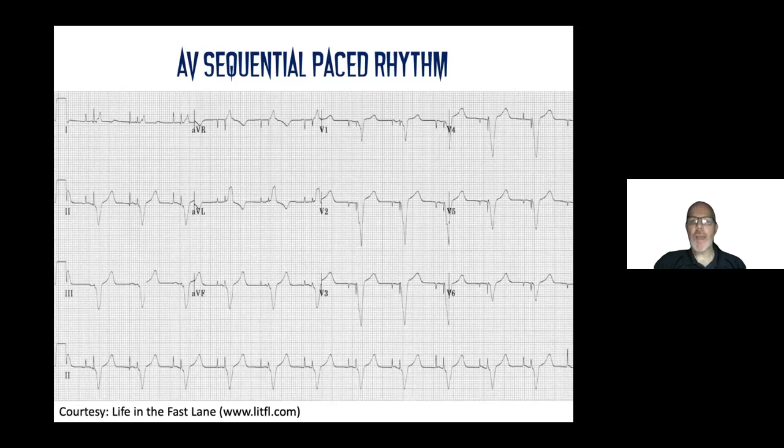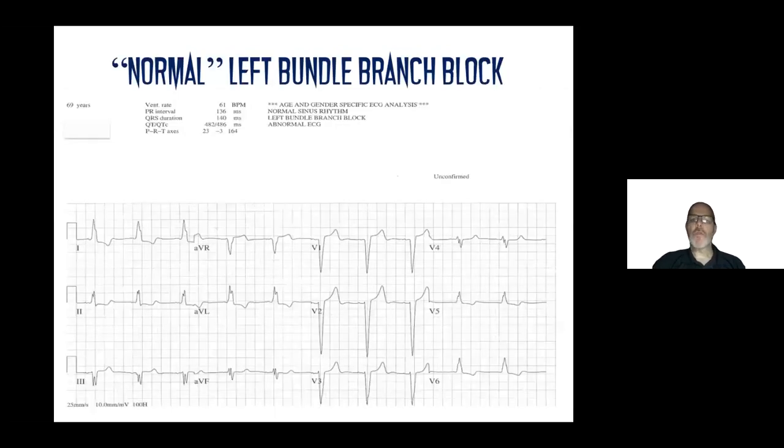And then you see a little bitty pacemaker spike just before this QRS, and that QRS gets wide. But if you look at that, that's a left bundle morphology because it has a terminal S wave in lead V1. Okay, so what is normal for left bundle branch block?